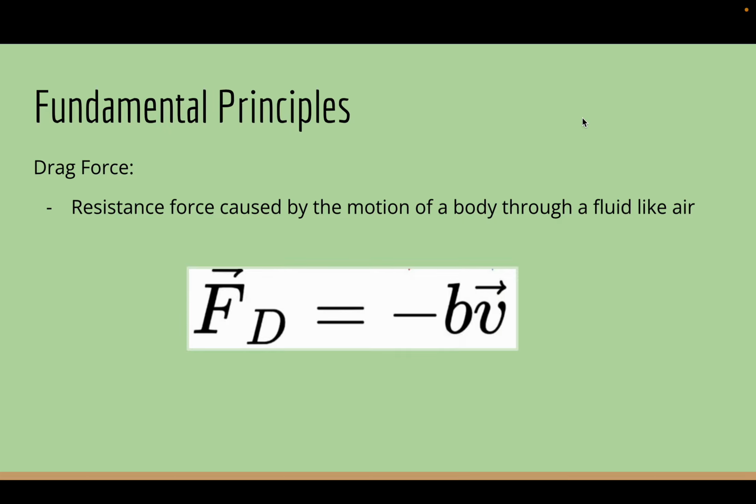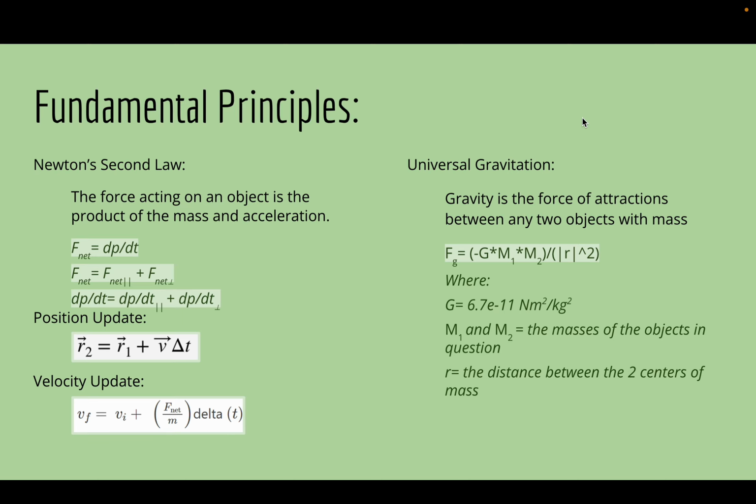So going into the fundamental principles, first of all, we have drag force, which is resistance force caused by the motion of a body through a fluid like air. In our case, it was the slinky moving through air. And then Newton's second law, which states the force acting on an object is the product of the mass and acceleration, and from that we can get the momentum formulas as well as the position and velocity update formulas. Lastly, we have universal gravitation, which states that gravity is the force of attraction between any two objects with mass.